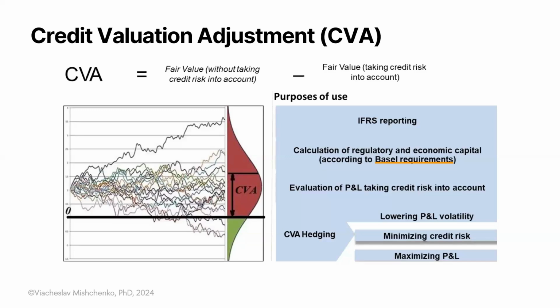So another measure, for example, which is opposite to the CVA is called DVA, which means debt valuation adjustment. And there is, for example, a metric like FVA, which means funding valuation adjustment. So there are plenty of measures of counterparty risk, but all of them are preferably based on Monte Carlo simulations.